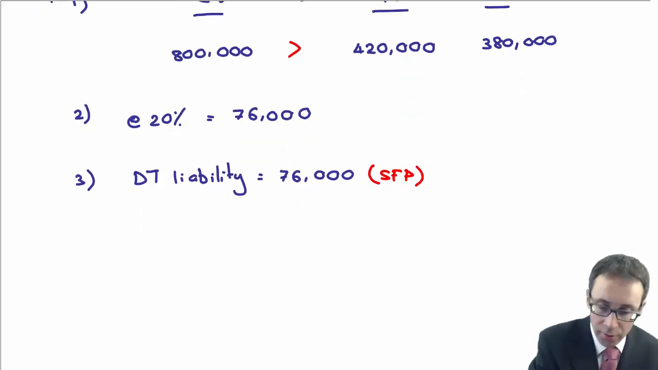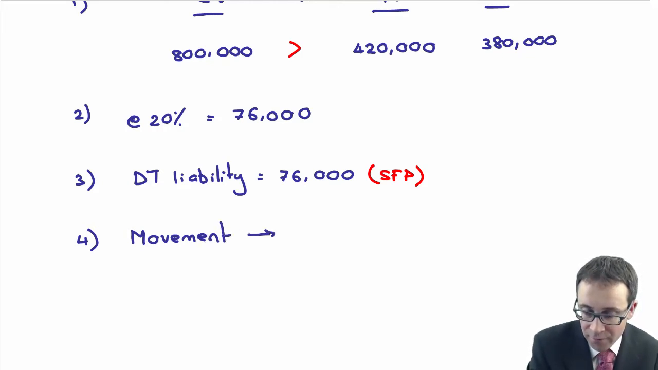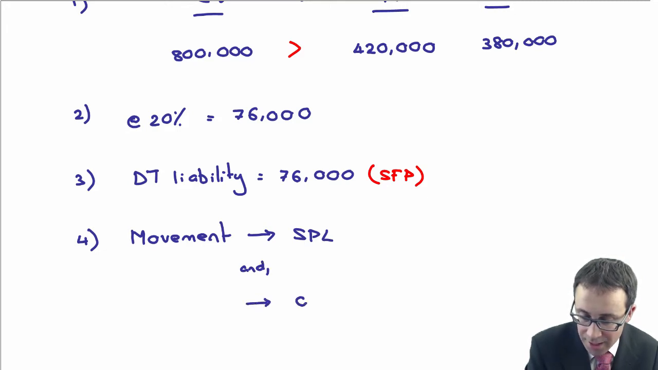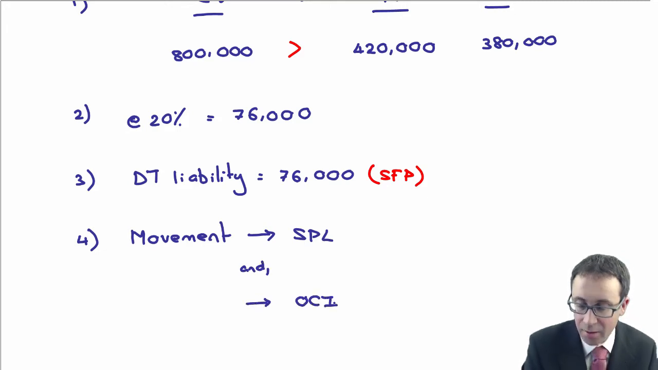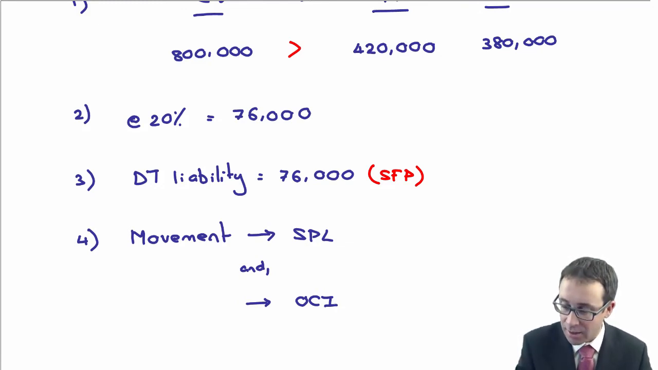Because when we go through and look at the movement, that's where we need to be a bit careful. The movement previously just used to go to, was it the statement of profit or loss? However, now some of that movement is due to the gain. So that also needs to go to your other comprehensive income, doesn't it? Okay, and that's where the challenge lies.